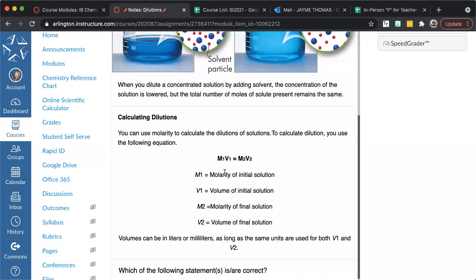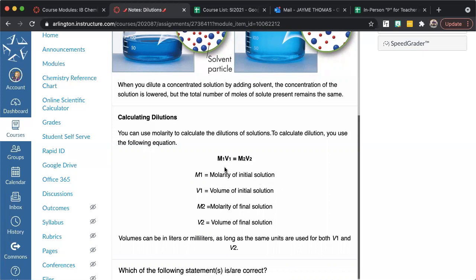So in my IB class, the way that the IB curriculum is set up, they have C1V1 equals C2V2, but it's the exact same equation. It's just that in this one, the M means molarity, which is concentration. If you see a C, that's just standing directly for concentration. But you have the molarity or the concentration of your solutions, and then the V's are your volumes.